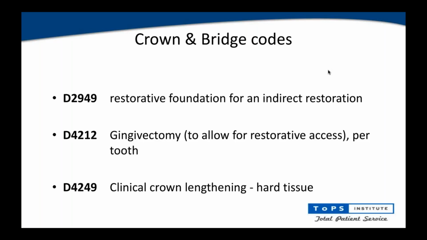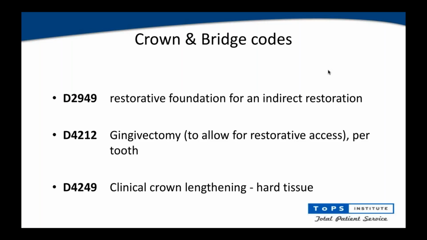All right, there are some really great crown and bridge codes that are being underutilized. I know that third-party payers can be real sticklers about paying for the 2950, that foundation or build-up under a crown, and their criteria is 60% or more of the tooth needs to be missing in order for them to consider coverage. So several years ago, probably 24 months now, the 2949 was introduced to us as a restorative foundation, and it is the sister code to the 2950.